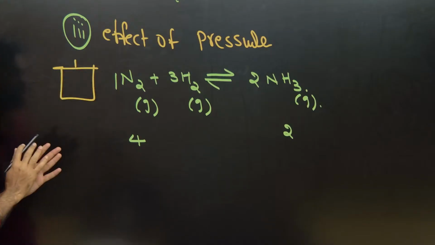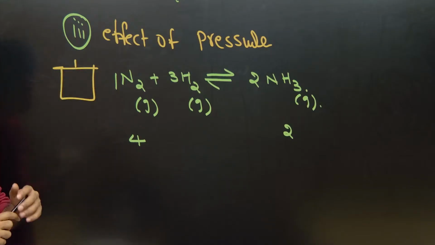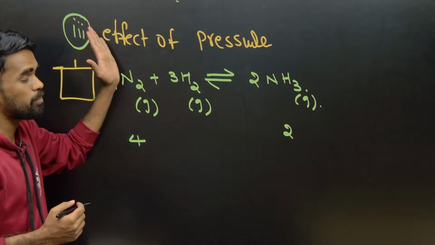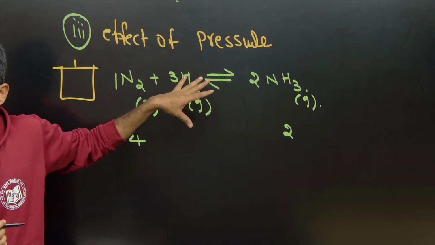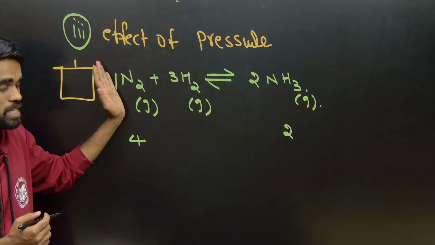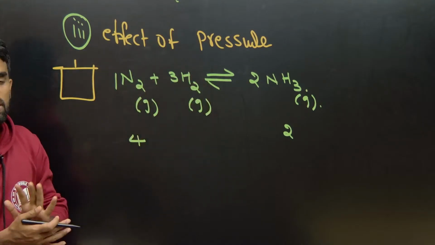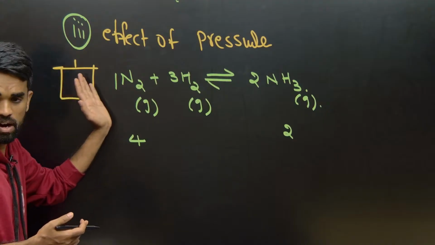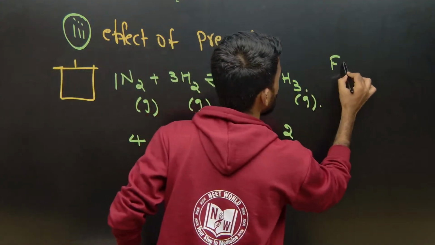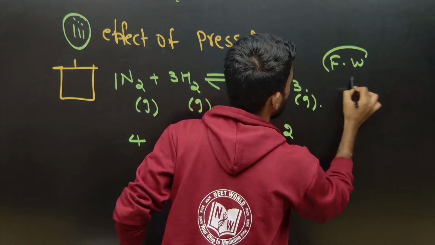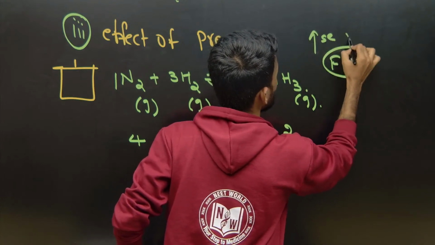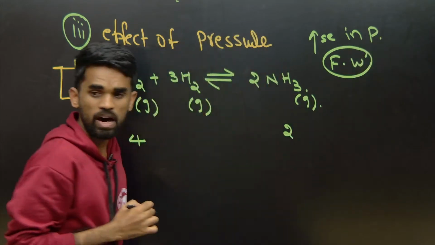First of all, I will tell you one single statement, then after that I will make you understand. Increase in pressure, what happens to the equilibrium, they will ask. Increase in pressure favors which direction? How will you know this? Increase in pressure favors the forward direction, I am saying.